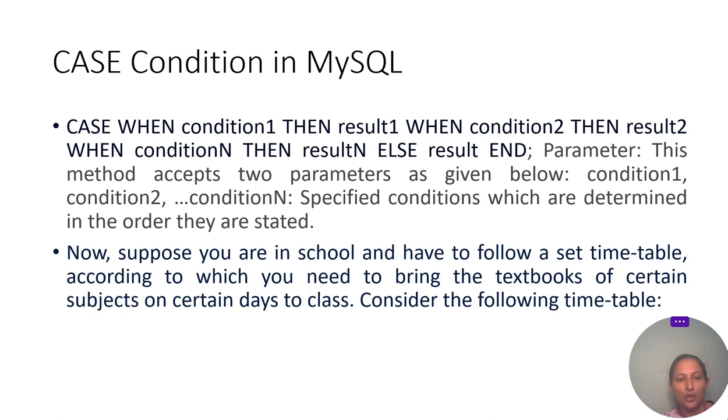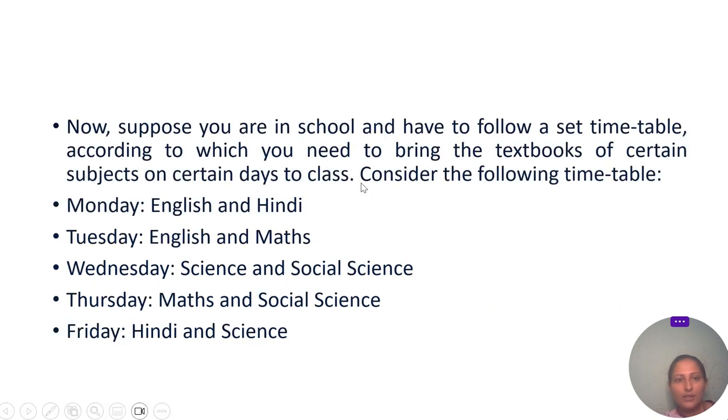Now suppose you are in a school and have to follow a set timetable, according to which you need to bring the textbooks of certain subjects on certain days to class. Consider the timetable. On Monday, we need to bring the textbooks of English and Hindi. Tuesday, English and Maths. Wednesday, Science and Social Science. Thursday, Maths and Social Science. And Friday, Hindi and Science. Then, when day is equal to Monday, then textbook is equal to this. When day is equal to this, then textbook is equal to this.